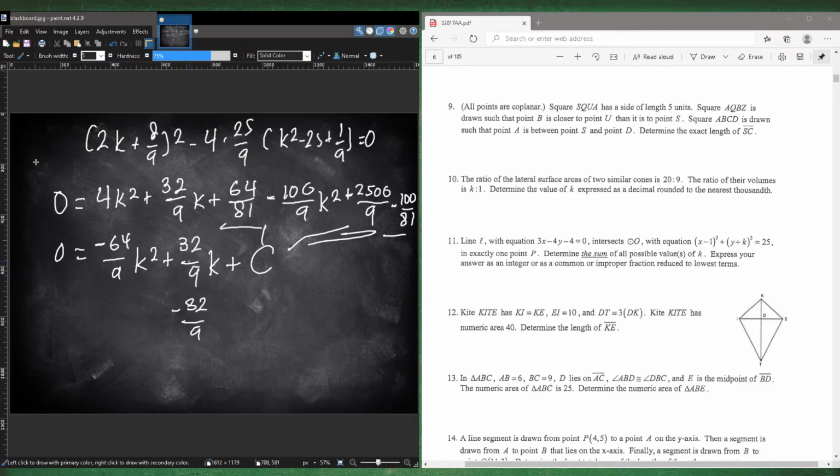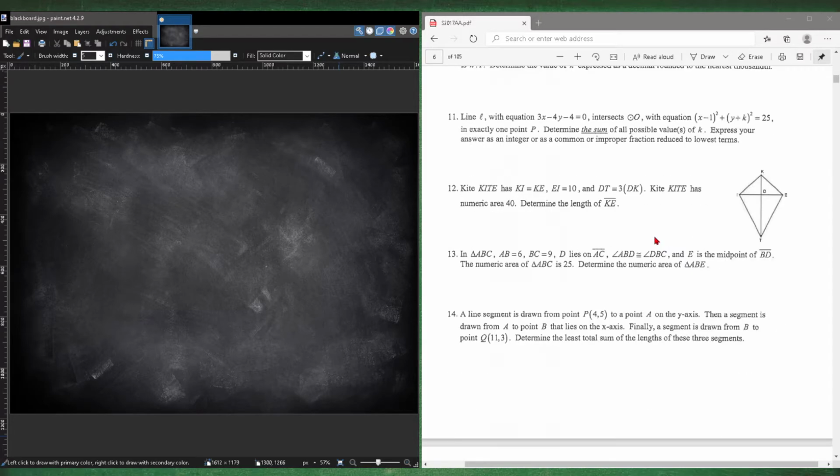So if this was negative 1, the thing is actually just 1. But since this is positive, this is negative 32 over 9. And then this value divided by your leading coefficient, which is negative 64 over 9. It's just a really cool property for polynomials. So 32 divided by 64 is 1/2, because the 9 over 9 cancel each other out. And that's your answer for number 11. So that's all you have to do.